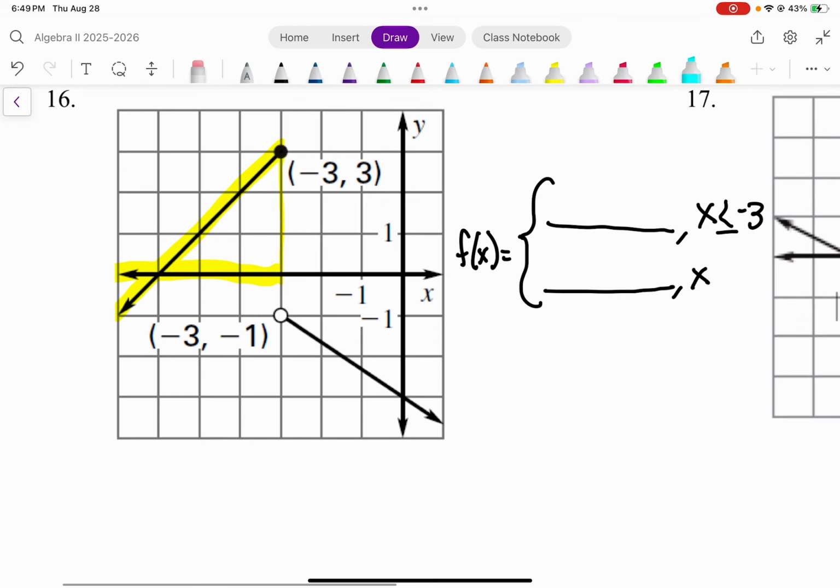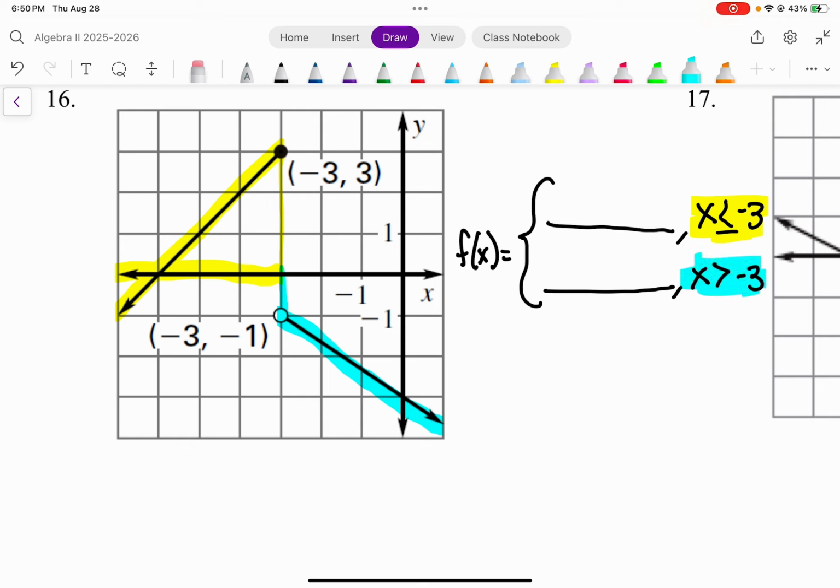Then the equation on the right, this equation also starts at -3. That will be the number in the inequality. And this one's going to the right, which is greater than -3. No filled in circle, so no or equal to.